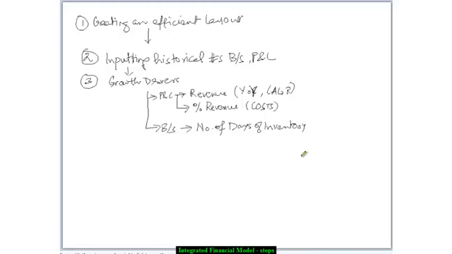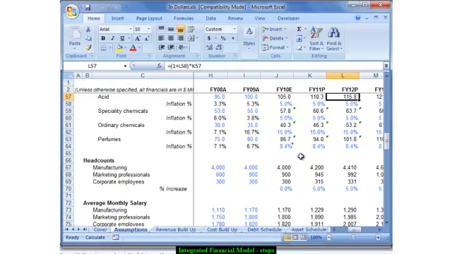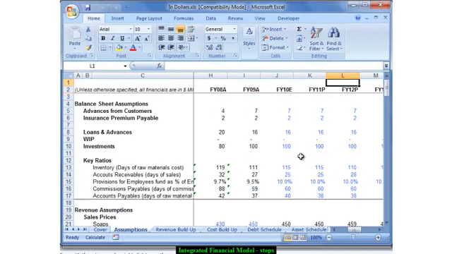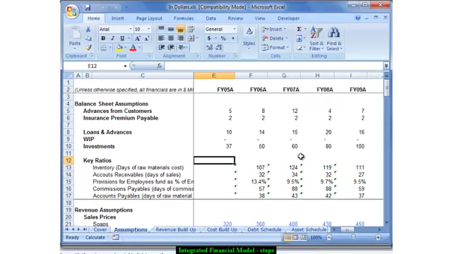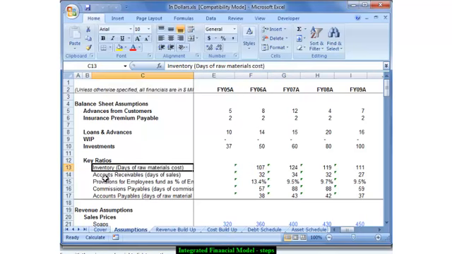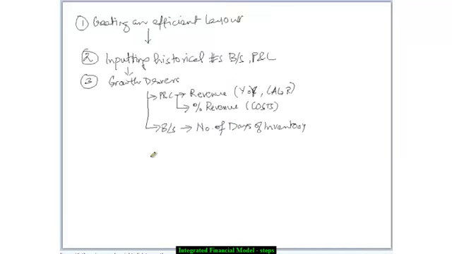I could calculate the number of days of payable, I could calculate the number of days of account receivable, and so on. So out here I calculate from my balance sheet. As you can see, these numbers are linked to the balance sheet and the P&L. So these numbers are not assumptions, these numbers are calculated drivers. Is it okay? So I calculate the number of days of inventory, the accounts receivable, and the various other balance sheet numbers. Is that okay?